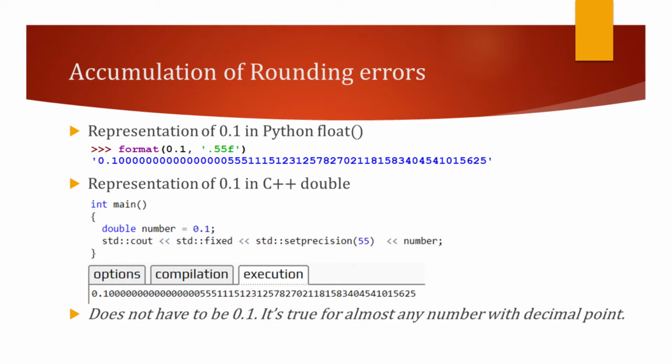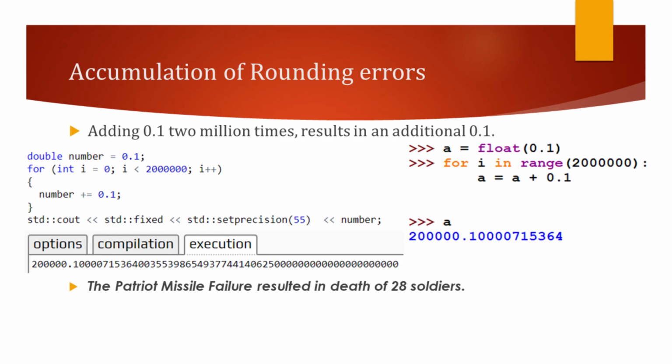As you can see, instead of 0.1, the digital computer stores an approximation that is slightly larger than what we wanted. This rounding error may appear to be too small for it to have any effect, but we will now show how critical it can be. On this slide, we simply add an approximation of 0.1, 2 million times. The error that appeared minuscule has now accumulated to be greater than 0.1.